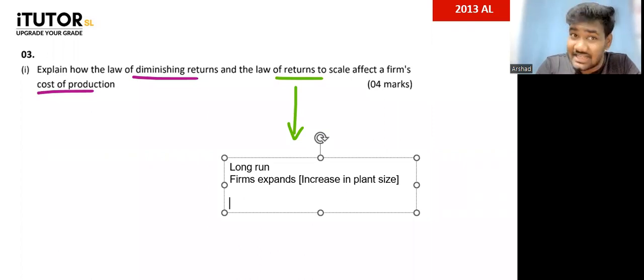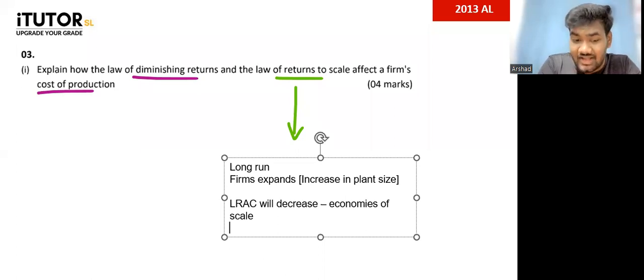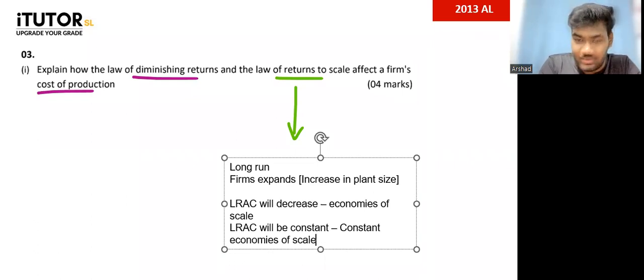What happens, guys? Initially, the long run average cost will decrease. That is when you have economies of scale. So you can say that the law of returns to scale leads to economies of scale. You can say initially the long run average cost will decrease. This is what you call economies of scale. Then it will be constant, where the long run average cost will be constant. That is what you call constant economies of scale. Yes, you can talk about these also.